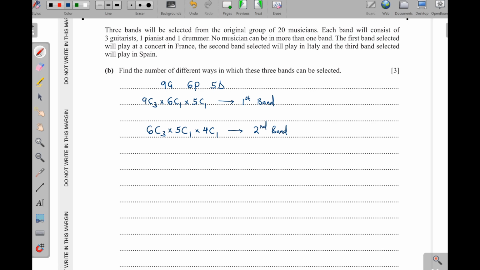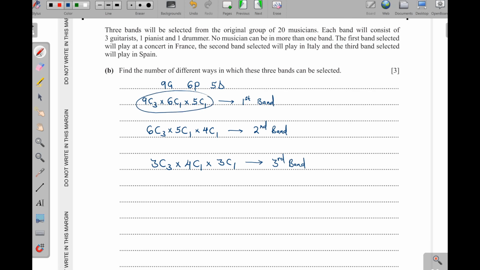Then out of the 6, we have taken out 3. That means we need 3 that are remaining to go into that group. Okay, then here we are remaining with 4. So 4 combination 1. And then here we shall get 3 that are remaining, then combination 1. This will be our third band.